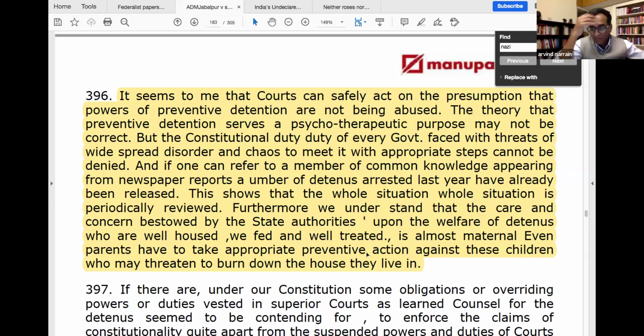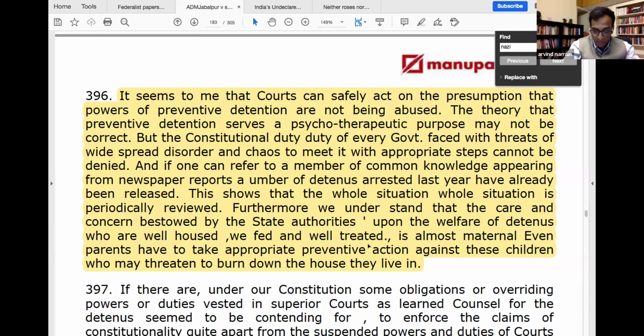Yeah. So great. We saw a sense of Justice Chandrachud's diamond bright, diamond hard hope, such things will not happen in India. Justice Beg's idea that the way the detainees are being treated is almost maternal, right? The care given by the state authorities over the detenue who are well housed, well fed, and well treated, almost maternal, right? So you get a sense of the almost completely different world in which the majority is living.